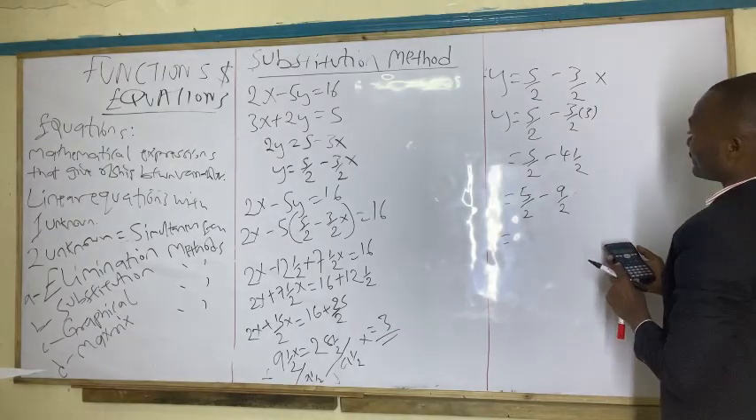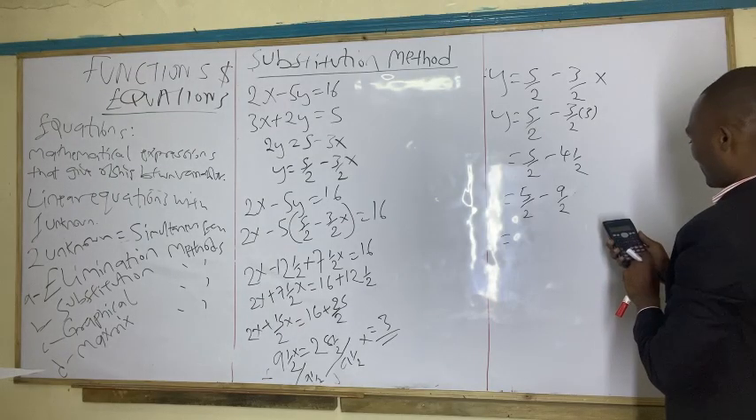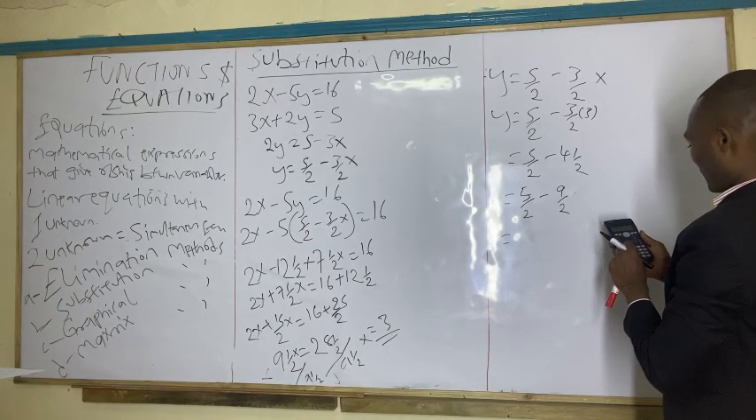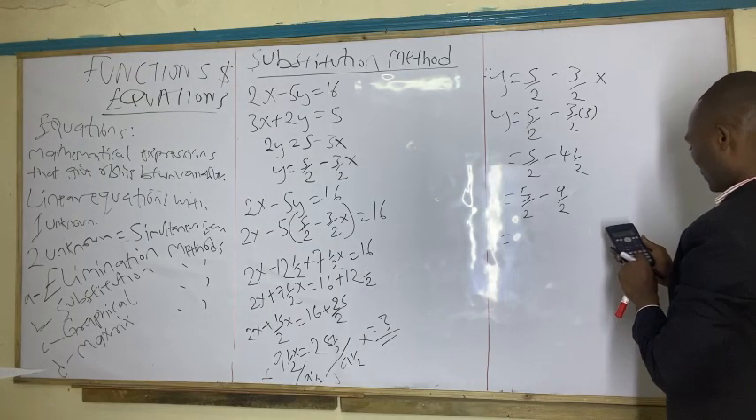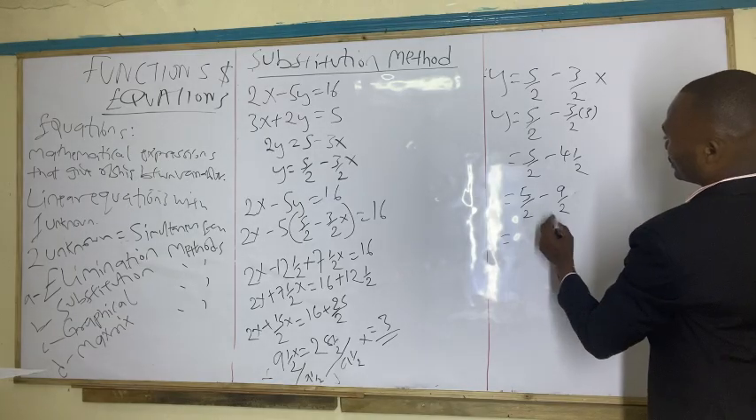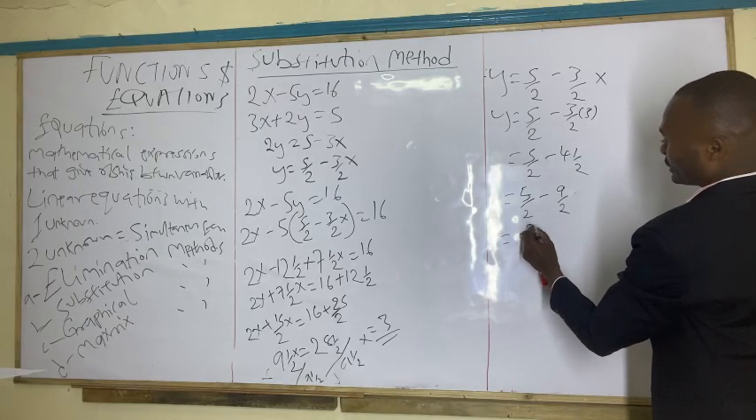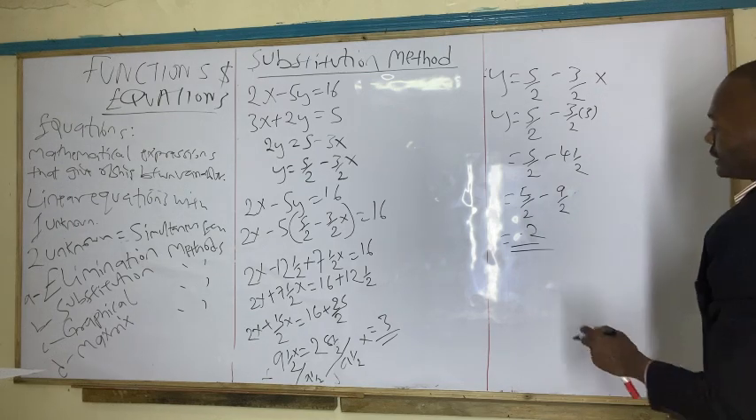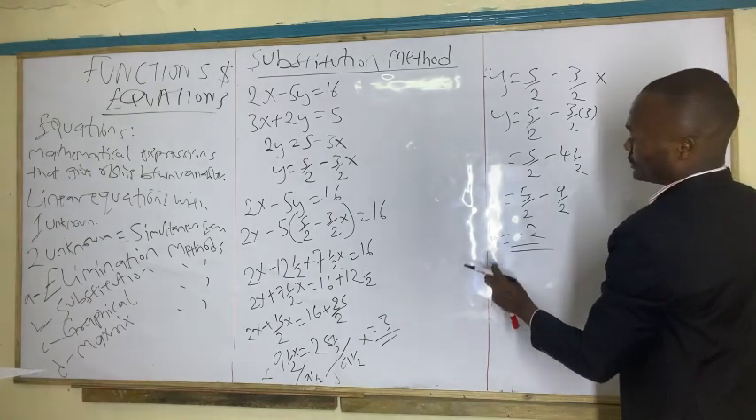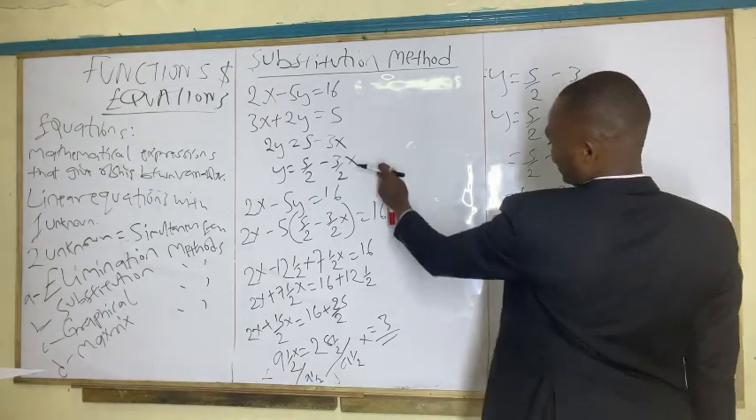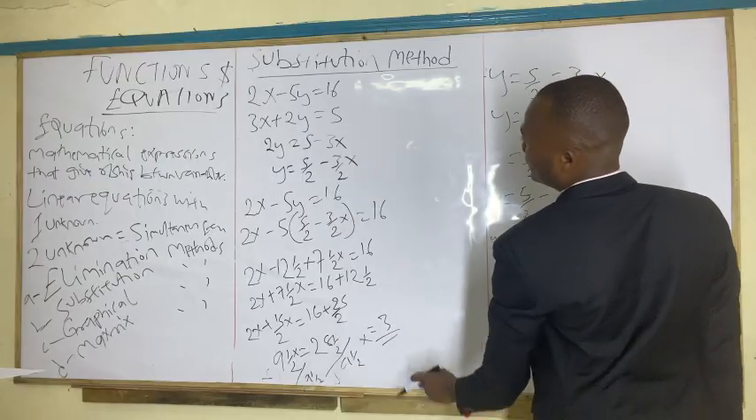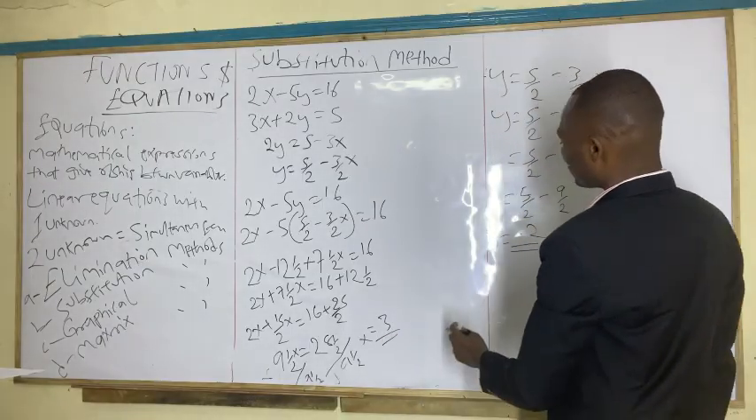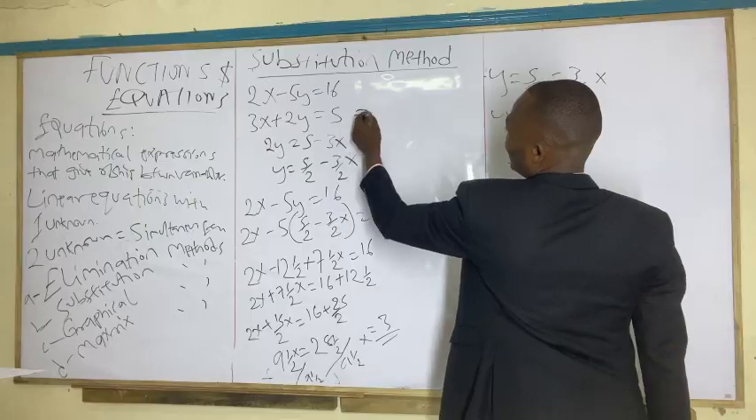So let's give it a try. Minus 5 over 2. We're getting a negative 2. So negative 2 is y. So y, do you have a negative 2? X is a 3. We can decide to give it a try here.